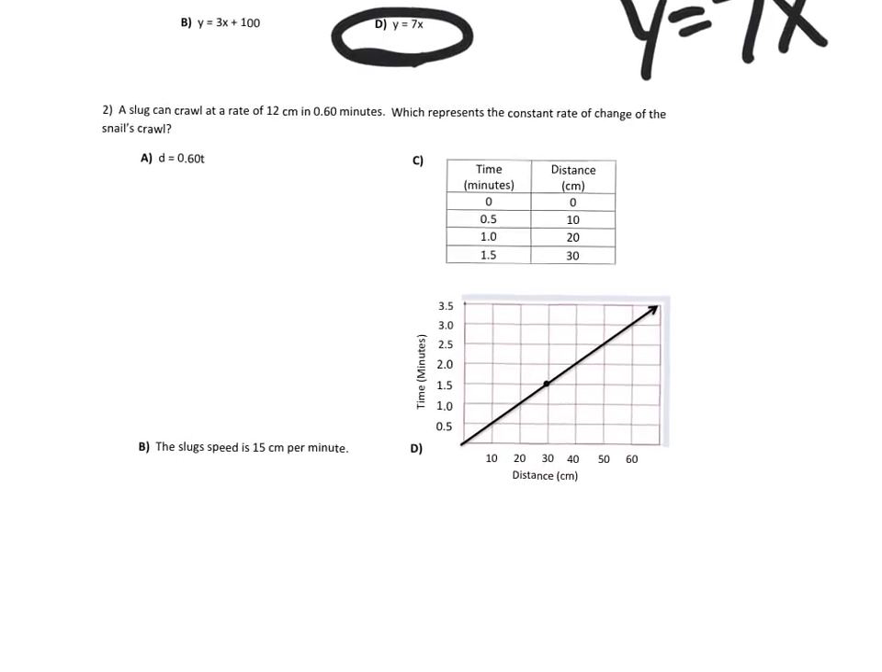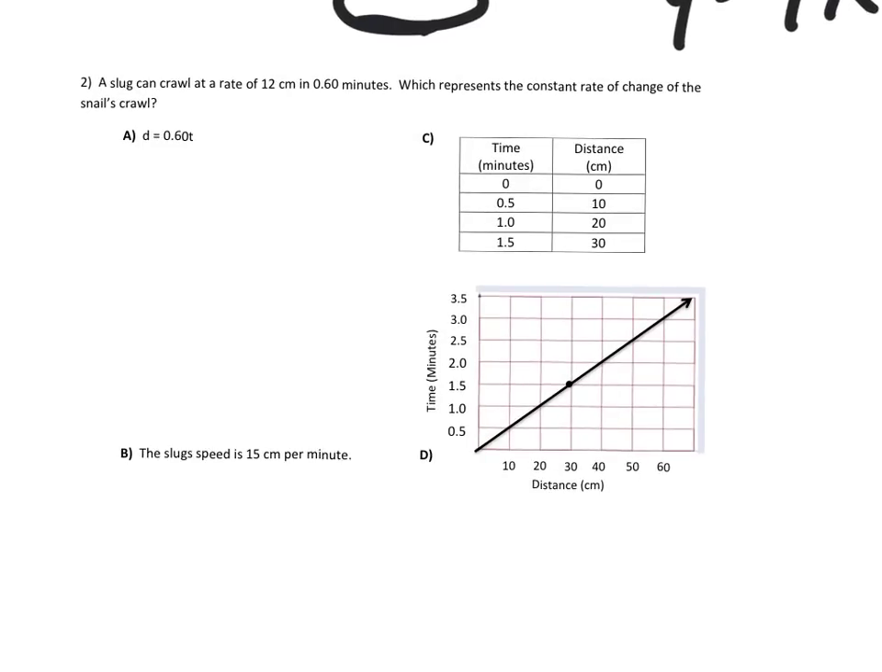Number 2, a slug can crawl at a rate of 12 centimeters in 0.6 minutes, which represents the constant rate of change. Constant rate of change. Okay. Constant rate of change is your constant of proportionality, your unit rate. It is your m, right? Okay. So what represents this?